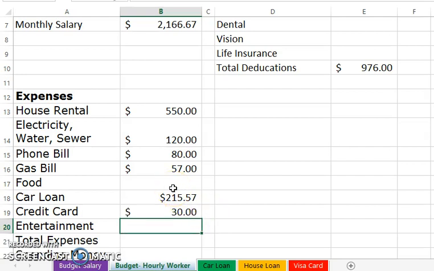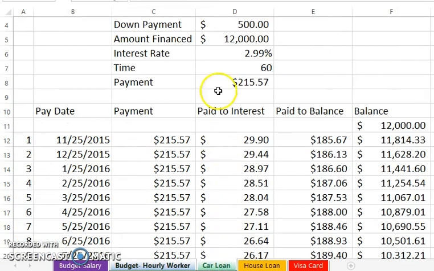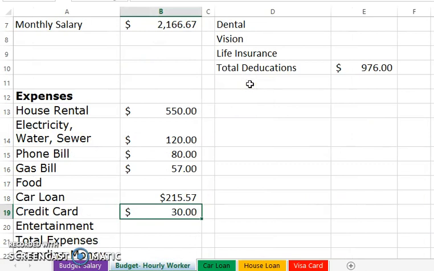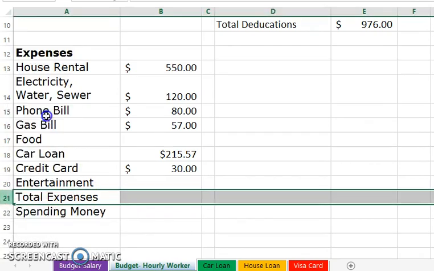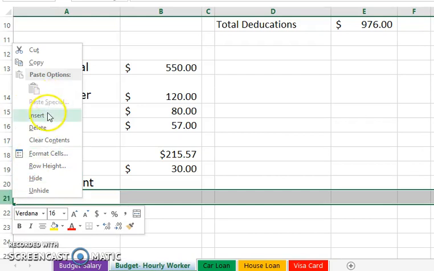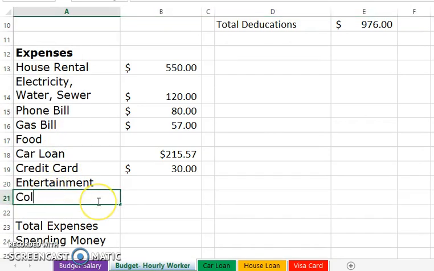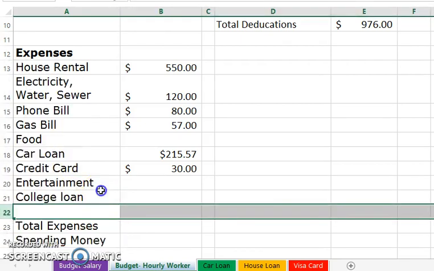Entertainment, we got car loan. We don't have a house loan. So the only one that's merged over is the car loan from D8. And like I say, all you do is put an equal sign here, go over to your car loan or your house loan or whatever, click on the payment, hit enter, and it brings it forward here. So, you're probably going to have more expenses than we can think of right now. You might have a college loan that you're paying. So you just add spaces by going over the green area and inserting spaces.